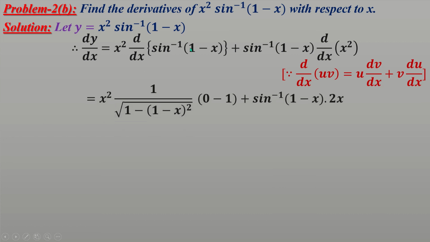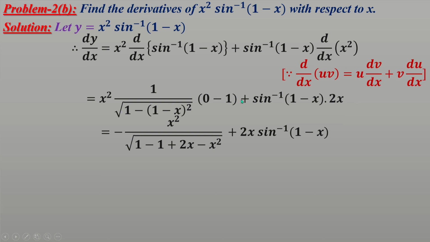X square fixed, and the derivative of sin inverse 1 minus x means 1 divided by square root of 1 minus (1 minus x) whole square. As here is not only x, we have to differentiate this again. So the derivative of 1 minus x means 0 minus 1, as the derivative of a constant is 0, and the derivative of x with respect to x is 1. And here this part is fixed, and the derivative of x square means 2x. That means n x to the power n minus 1: 2 into x to the power 2 minus 1, and 2 minus 1 means 1, so no need to write the 1 here. Clear?